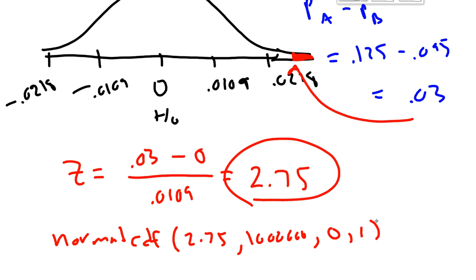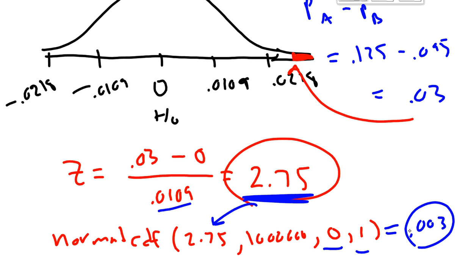Now, some people might say, why are you using those? Because if I converted this to a z-score already, I've already taken this standard deviation into account. Or you can just think of it this way. The mean of all z-scores is 0, and the standard deviation of all z-scores is 1. When you're done here, you're going to get an answer of about 0.003. So this is an extremely small area.